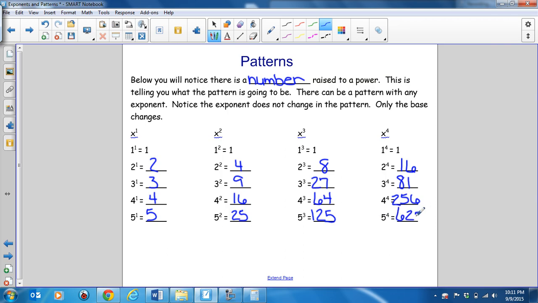So what you'll need to be able to do is you will be given a pattern with 3 or 4 numbers, like these first 3, and you'll be given this part as well. And you will need to be able to continue the pattern.